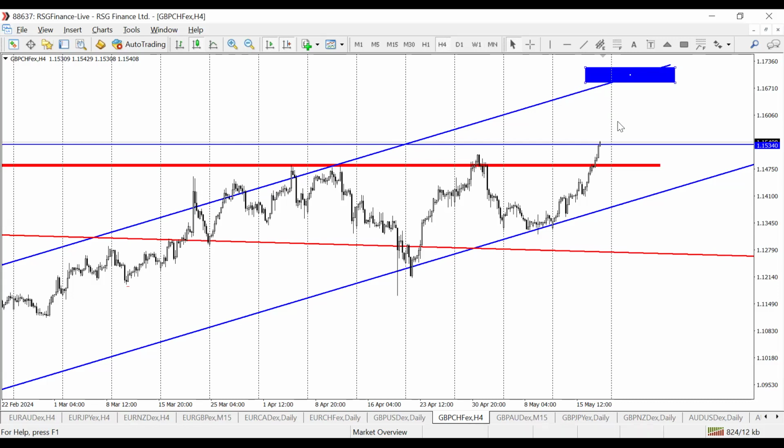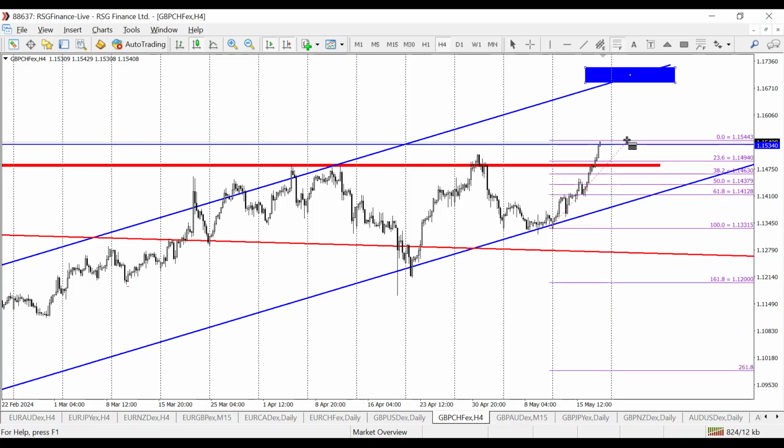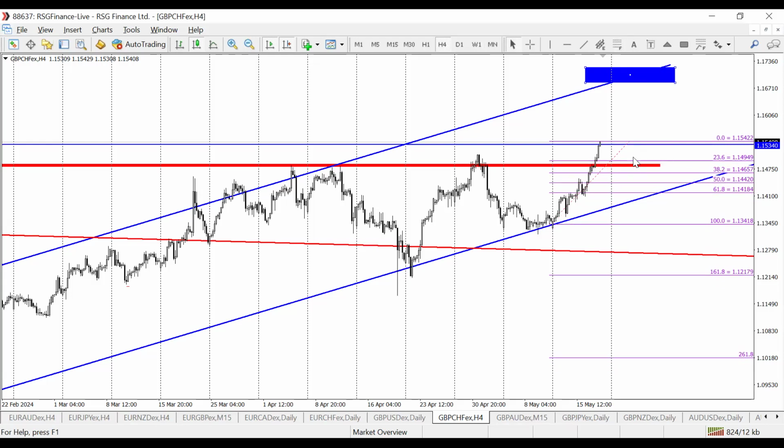In anticipation of that, I would like to see some level of correction, and we can measure where that correction should be with the Fibonacci retracement tool, somewhere around the 38.2 or 50.0 level. If we get any correction down to this level, then it gives us a better risk to reward ratio to target these key levels of 1.1685. So this is GBP pairs.